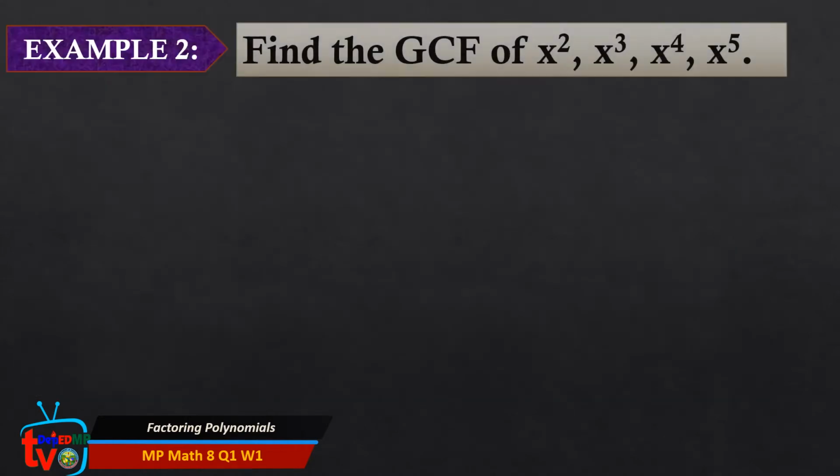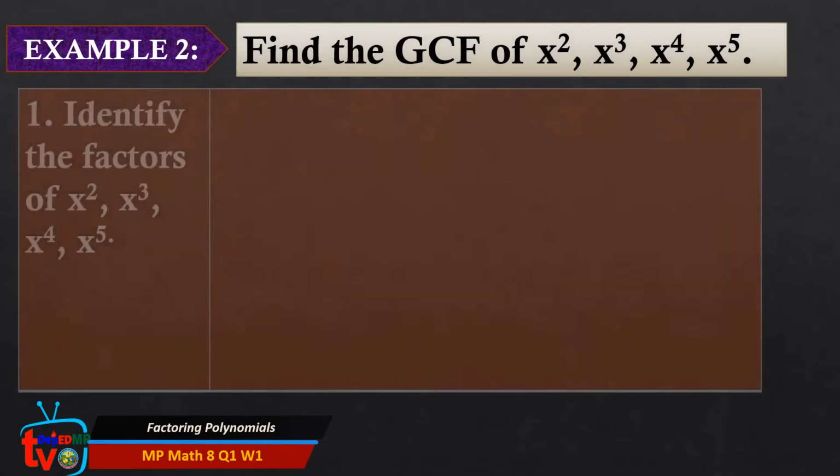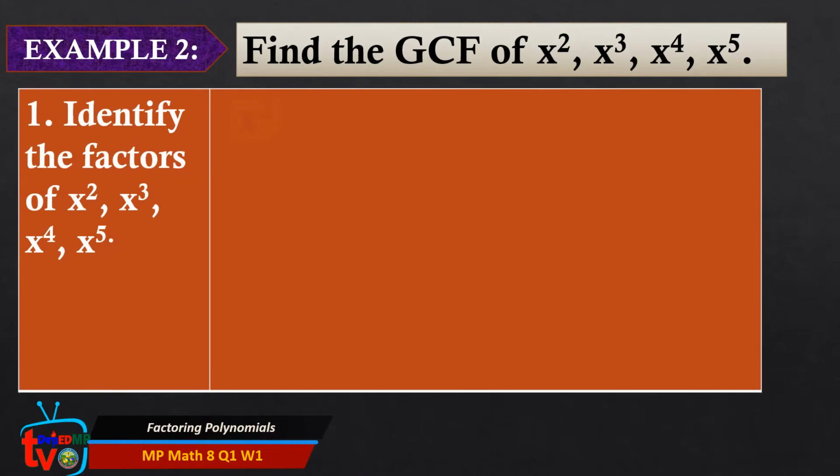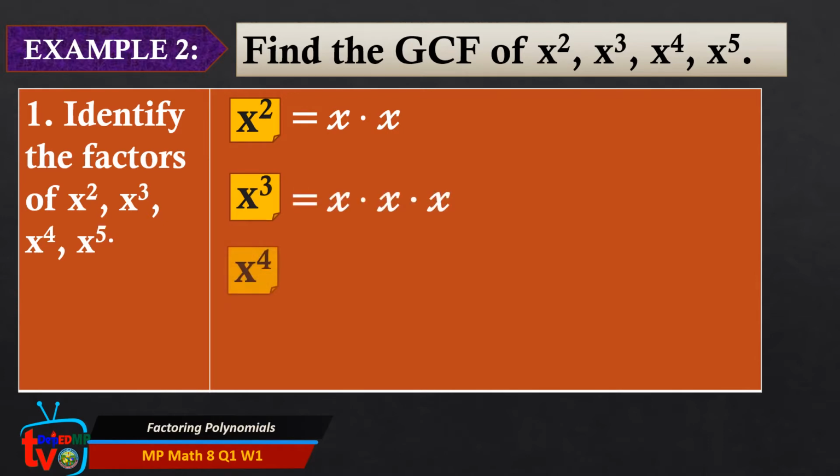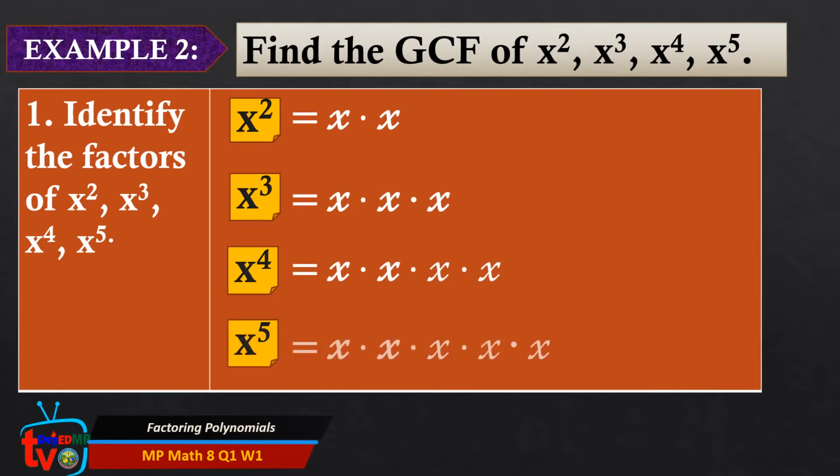Let's have another example. Find the GCF of x squared, x cubed, x raised to 4, and x raised to 5. These are monomials, and we are going to do the same thing. We first find the factors of each given expression. x squared is x times x, x cubed is x times x times x, x raised to 4 is x times x times x times x, and x raised to 5 is x times x times x times x times x.